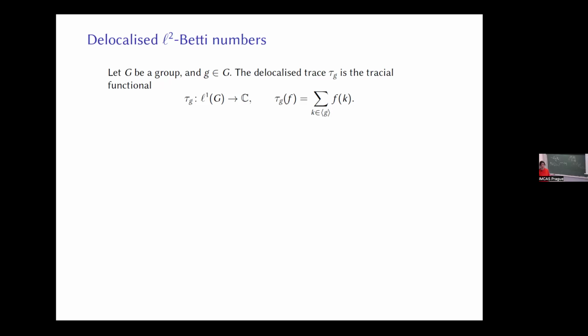So before, we had just the identity, and we just looked at the coefficient in front of the identity, and that was the value of the canonical trace. And now we are looking at the conjugacy class of this element, and picking exactly those coefficients appearing there, and that defines a functional, and this is what is called the delocalized trace.